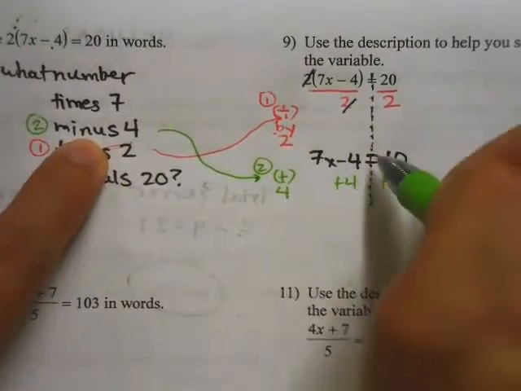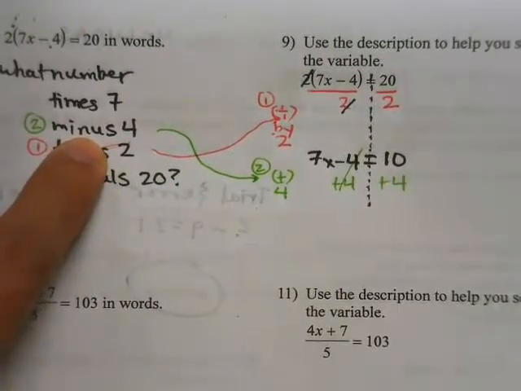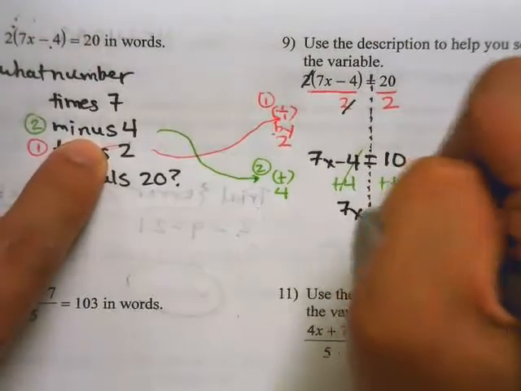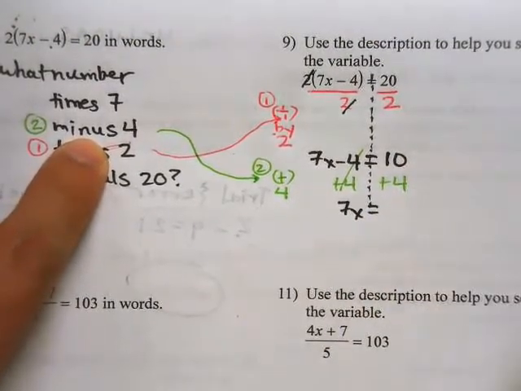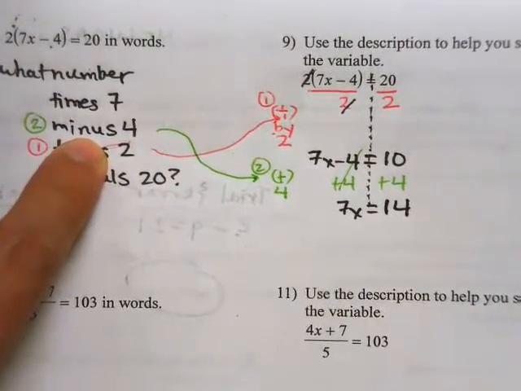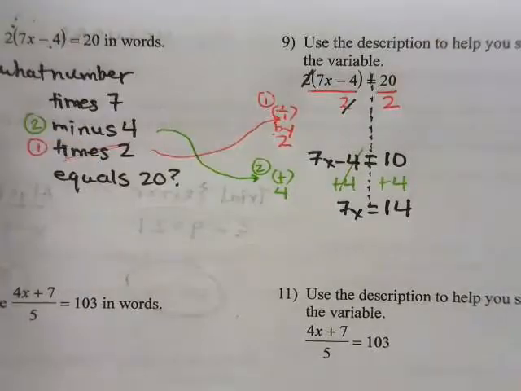The minus 4 and plus 4 undo each other, so that's gone. So you're only left with 7x. Make sure we do this part over here: 10 plus 4 is equal to 14.